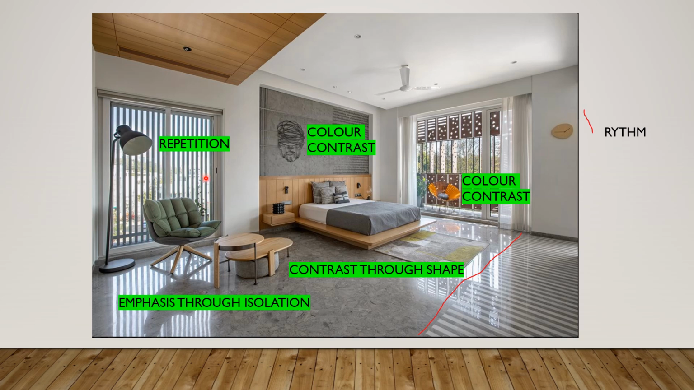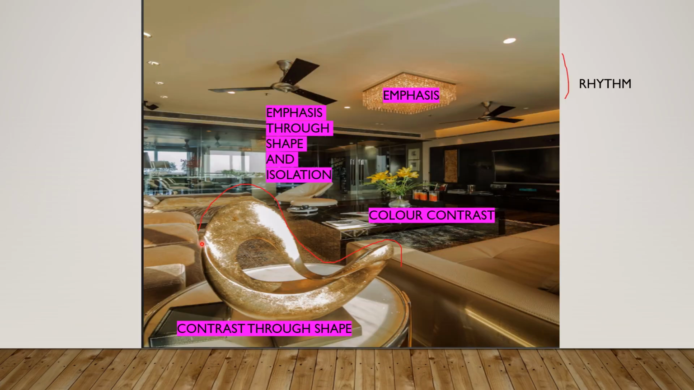And the blinds backside are a repetition. This piece here in the shape is adding a rhythm to the space, and also it's providing a contrast through shape. That sofa there is emphasized through shape and isolation. The chandelier is adding an emphasis to the space. The flowers and the orange vase are adding a color contrast to the space.